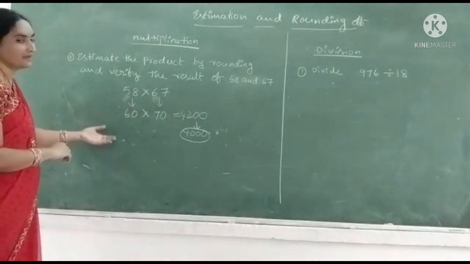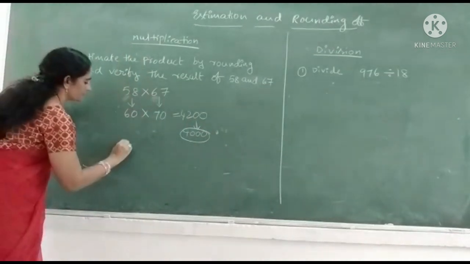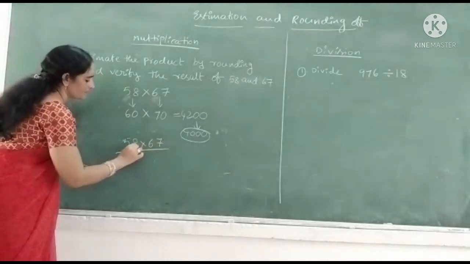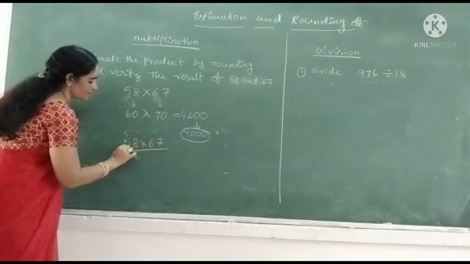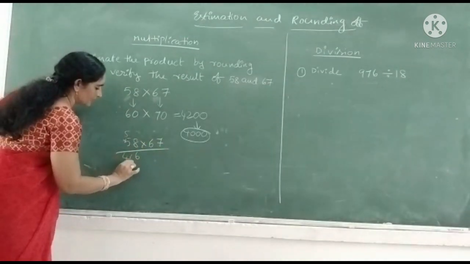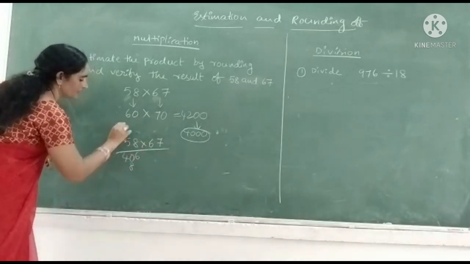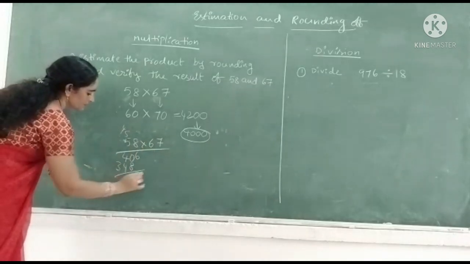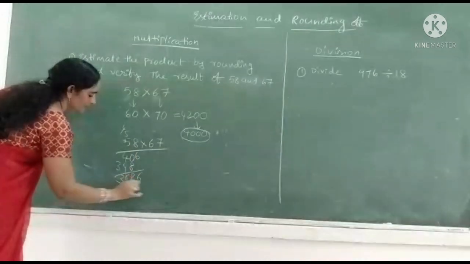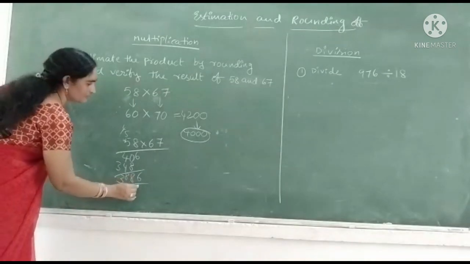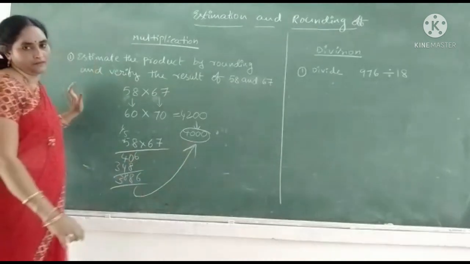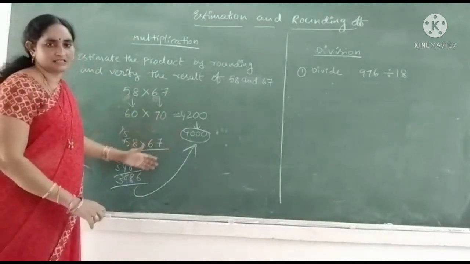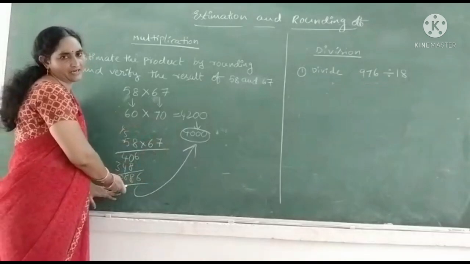Now we calculate the actual multiplication. 58 and 67. 7 eights are 56, 5, 35, 5, 40, 6 eights are 48, 4, 6 fives are 30, 34, 3886. 3,886 is nearest to 4,000. Our estimation of the multiplication is nearest to our actual multiplication.